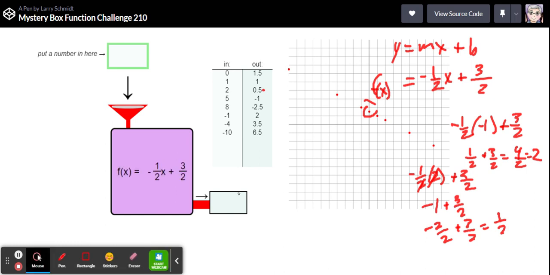Let's go ahead and take a look. And there it is. F of x equals -1/2 x plus 3/2. And we can graph that as well. And there is our nice downward sloping line.